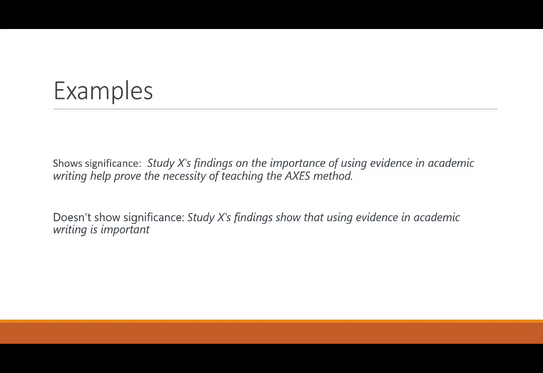So a couple of examples. So here, following from if we had used evidence and explained it, study X's findings on the importance of using evidence in academic writing help prove the necessity of teaching the X method. So maybe the claim being made in this paragraph was that evidence is essential to effective academic writing. Well, you've now used study X's findings to help support that claim, but maybe the overall thesis of your paper is that the X method is necessary for students to write effective papers. Well, even though this is short, you've pretty much clearly shown how the argument or claim you've made in this paper relates back to that overall thesis.